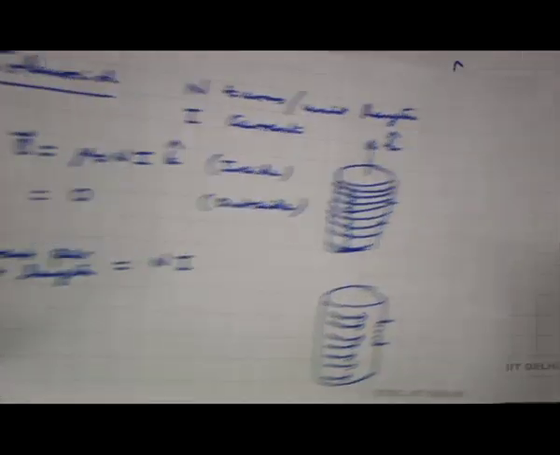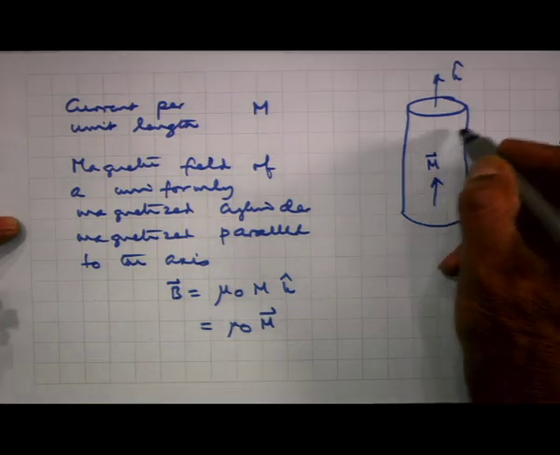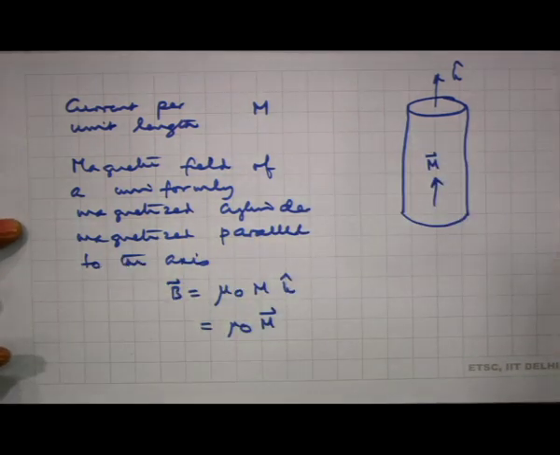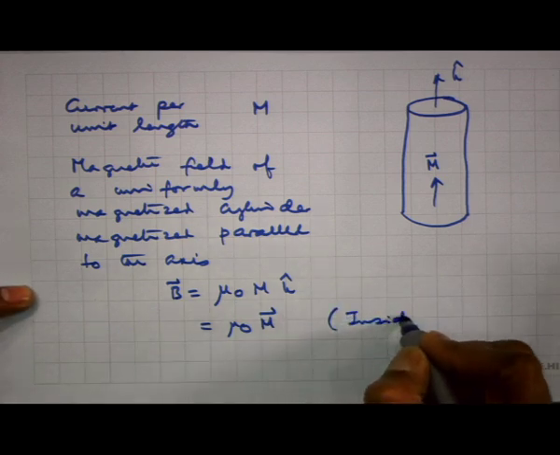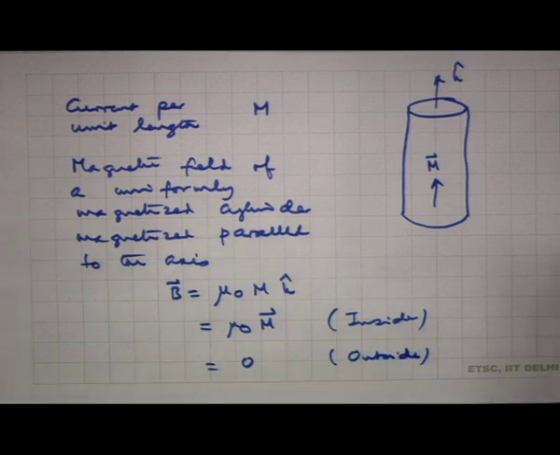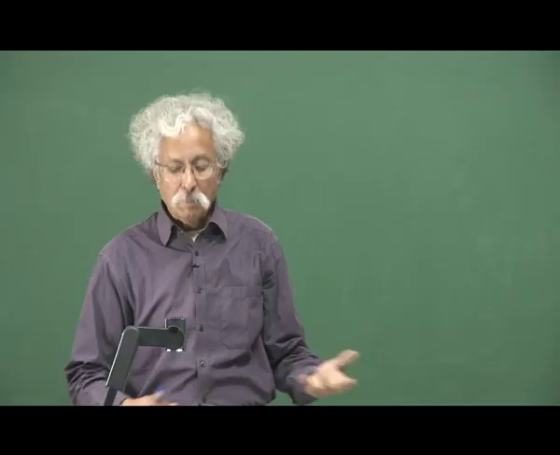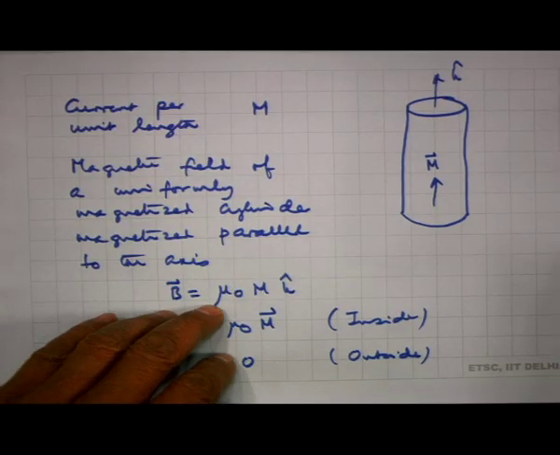So, all I need to do to calculate the magnetic field of a uniformly magnetized cylindrical sample, magnetized parallel to the axis, is to know that this is equivalent to a surface current of M, and that gives me a magnetic field B equal to mu naught times M vector. So, this cylindrical sample, magnetized parallel to the axis, creates a magnetic field mu naught M inside and is equal to 0 outside. I am assuming effectively an infinitely long magnetized sample. So, inside the sample the magnetic field is mu naught M, and outside the sample it is 0.